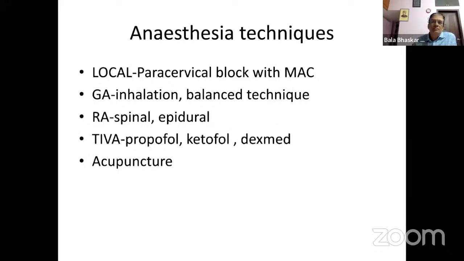So what are the various techniques that are employed? Earlier, local paracervical block with monitored anesthesia care used to be given, followed by general anesthesia, as I told for abdominal laparoscopic procedures, either inhalation anesthesia or balanced technique. Regional anesthesia, spinal and epidural, have also been tried, and at present IV anesthesia, that is total intravenous anesthesia using propofol or a ketofol combination or dexmed, has been tried recently. Acupuncture is also one modality which has been tried.